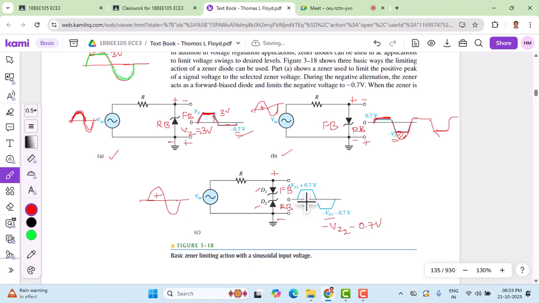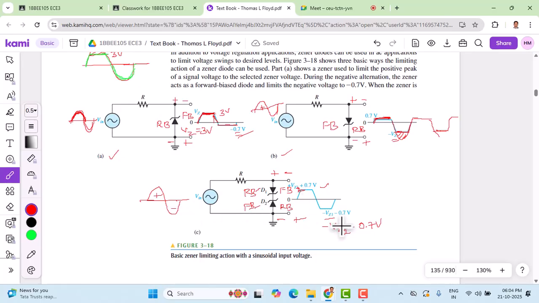For the positive half cycle, it goes up to Vz, and the 0.7 volt is because this is reverse biased. This has to be Vz2, not Vz1, since this is reverse biased. Therefore, it has to be Vz2 plus 0.7 volt that is maintained here. When the negative half cycle comes, it is minus here and plus here. So the upper one, D1, will be reverse biased, and D2 will be forward biased for the negative half cycle.